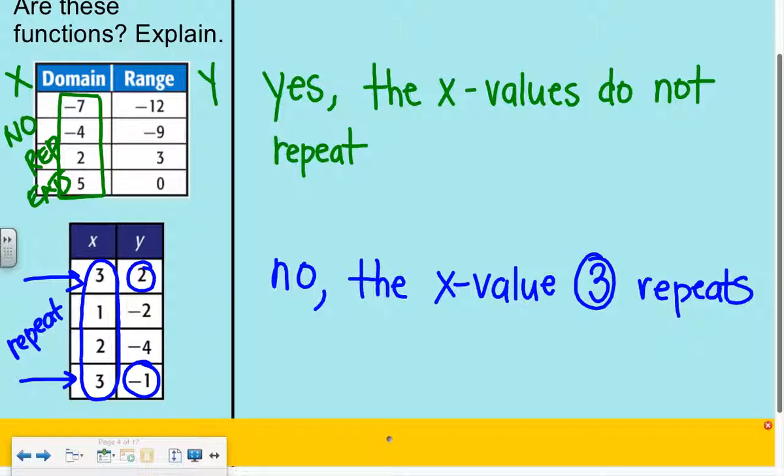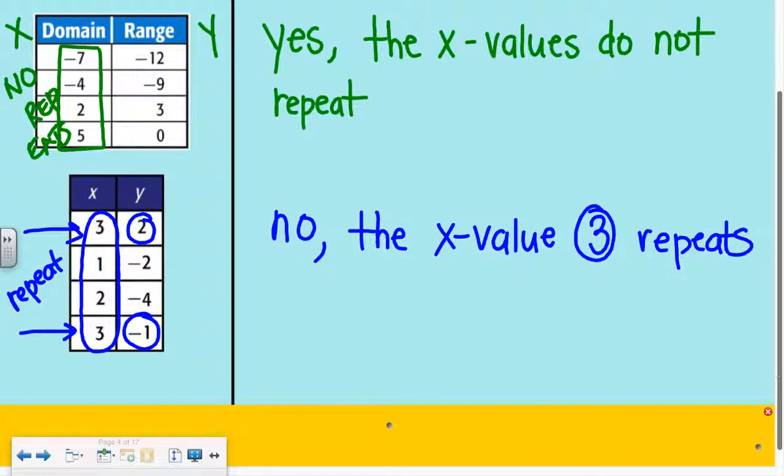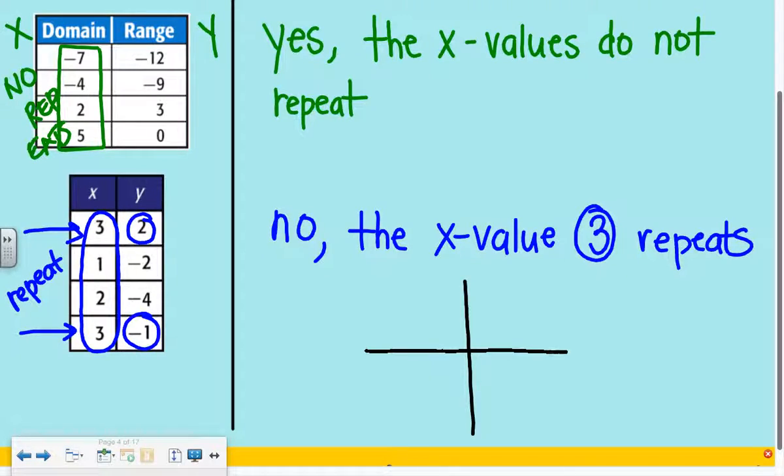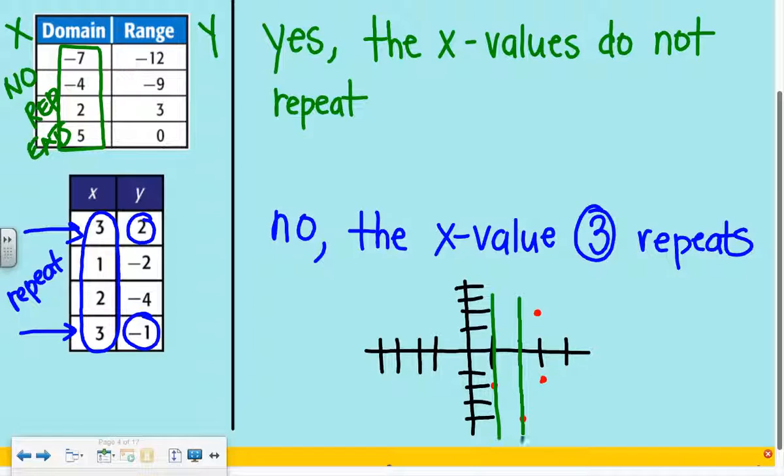If you make the connection with this back to a graph, let me show you how these work together. So if I make a coordinate grid, and I graph these 4 coordinate points, so 3, 2, 1, negative 2, 2, negative 4, and 3, negative 1, and I do the vertical line test, touches once, touches twice, here and here, so it is no, which is what we said. So if you were a visual person and you wanted to graph that to determine whether or not it's a function, you could. It is not a function because it would fail my VLT if I graphed it.